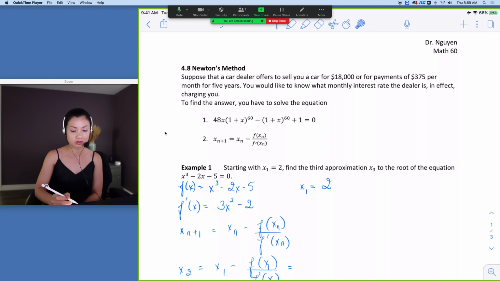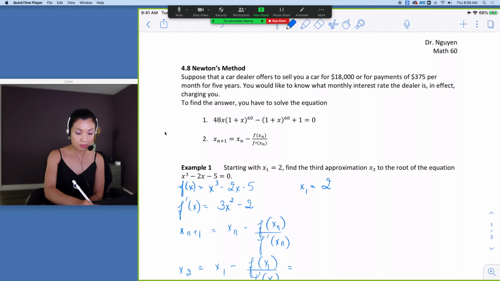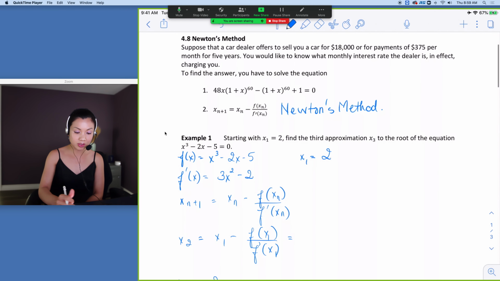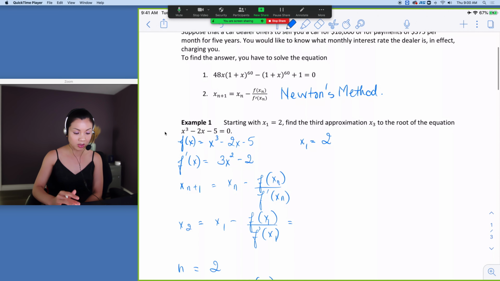It's too much, right? It's really hard to solve such an equation. Therefore, we have something called Newton's method, which is an approximation. So let's try it. Example 1. We want to find the third approximation to the root of the equation x cubed minus 2x minus 5 equals 0. You see, solving for x is going to be really hard, so we're going to try to approximate.